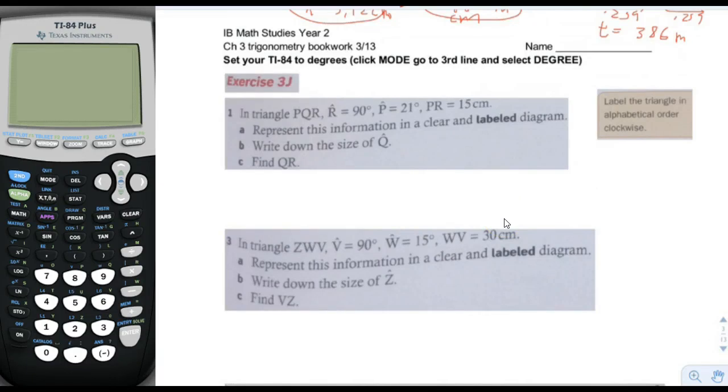Okay, page 3 of the trigonometry bookwork. Number 1, in triangle PQR, angle R is 90, angle P is 21, and length PR is 15. Represent this information in a clear and labeled diagram. Write down the size of angle Q and find QR. And here they give you a hint to label the triangle in alphabetical order clockwise.